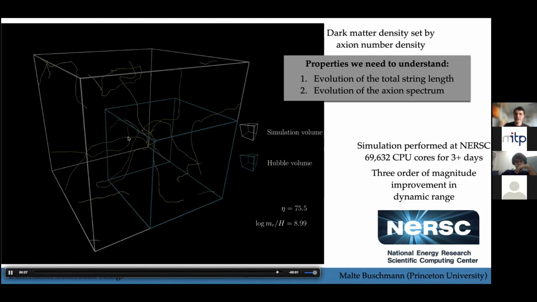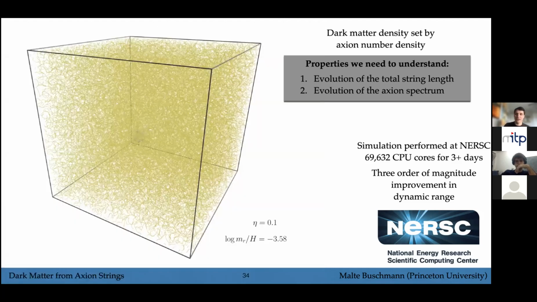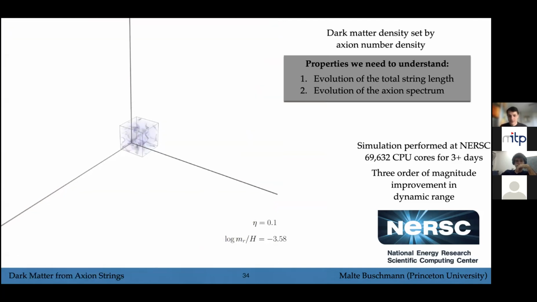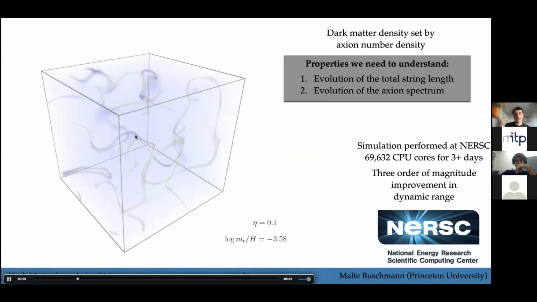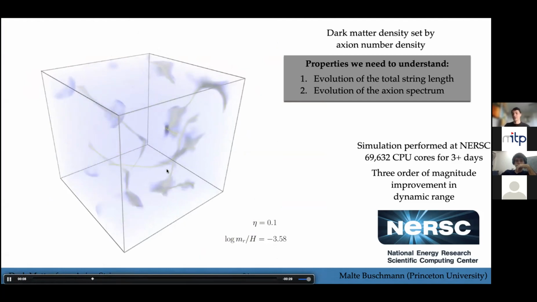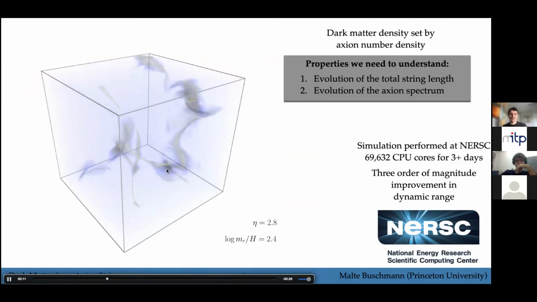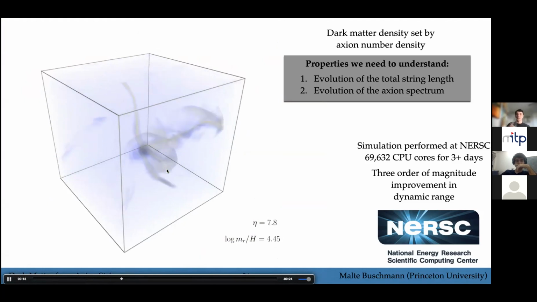Now, the second quantity is the axion spectrum. With that, I basically mean how many axions a typical string segment actually produces over time. So that's the second quantity you're interested in. That's a little bit harder to get from your simulation, but ultimately you do it by Fourier transforming and computing the power spectrum of the field while masking the strings themselves.